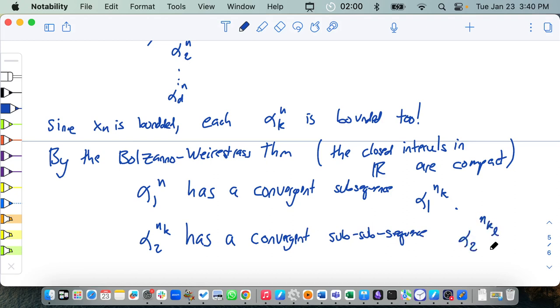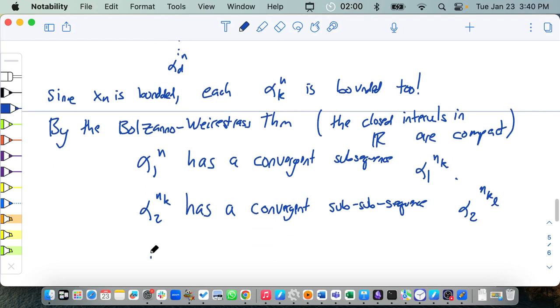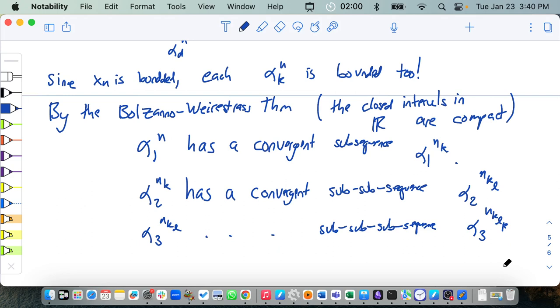Then alpha_3 n_k_l will have a convergent sub-sub-subsequence. So I'm taking subsequences of subsequences, alpha_3 n_k_l_p. I'm going to run out of letters in a minute. But because we only have finitely many of these, d of them, and d is some finite number, I'm just going to repeat this game d times.